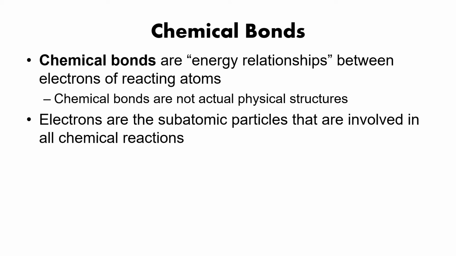Okay? Electrons are the subatomic particles that are involved in chemical reactions. So the protons and the neutrons inside of the nucleus are not going to be involved in those. Only the electrons, which are on the outer edges of the atom, are going to be involved in any type of chemical reaction.